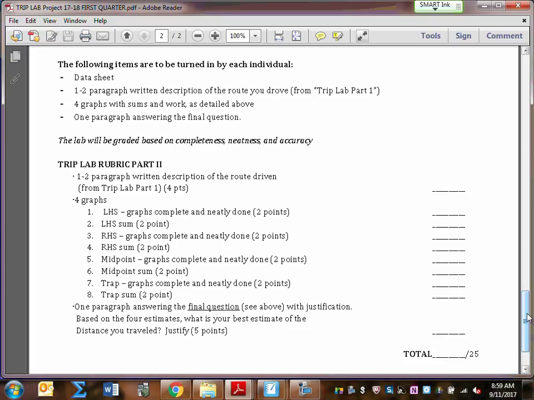Questions on this? Does it have to be handwritten? Your graph does need to be hand done. If you want to type up your paragraph responses, though, that's perfectly fine. Other questions? All right, so go ahead and set that aside.